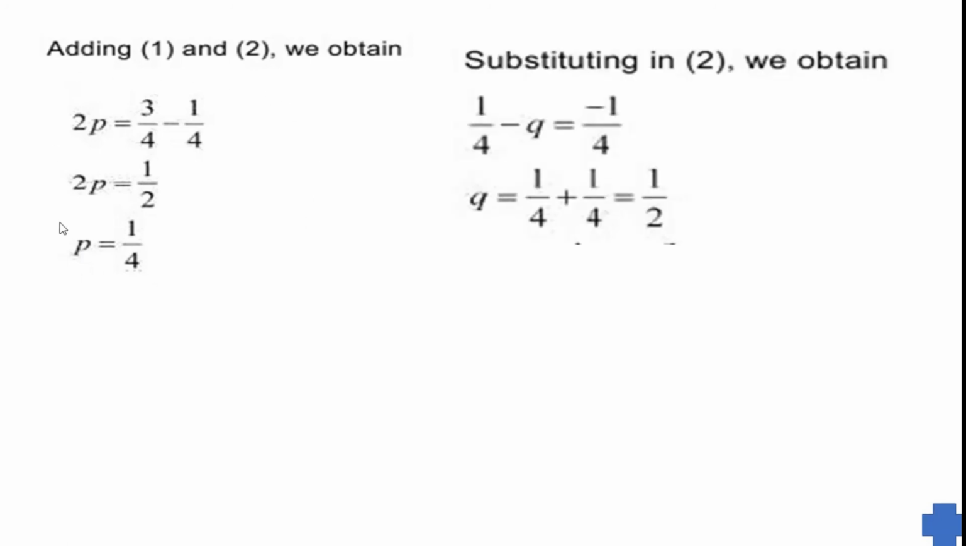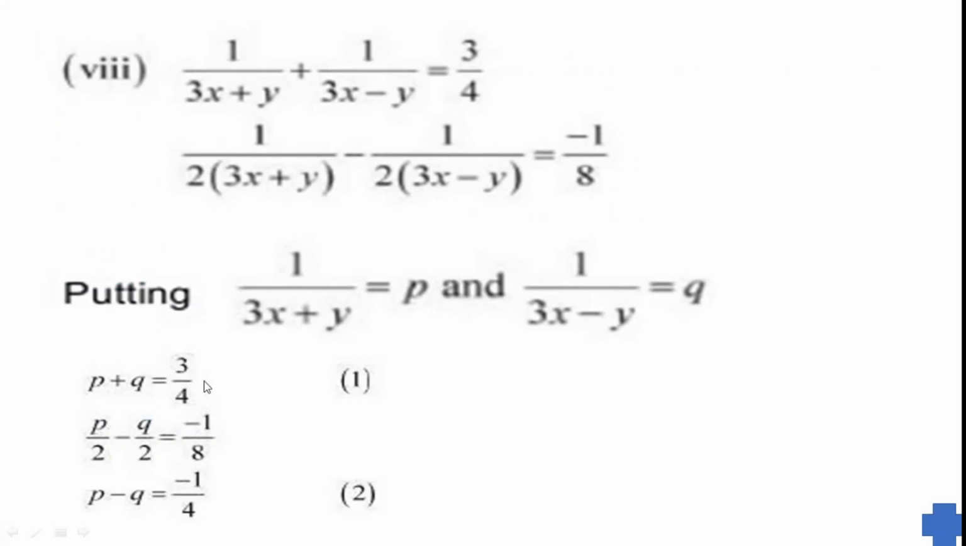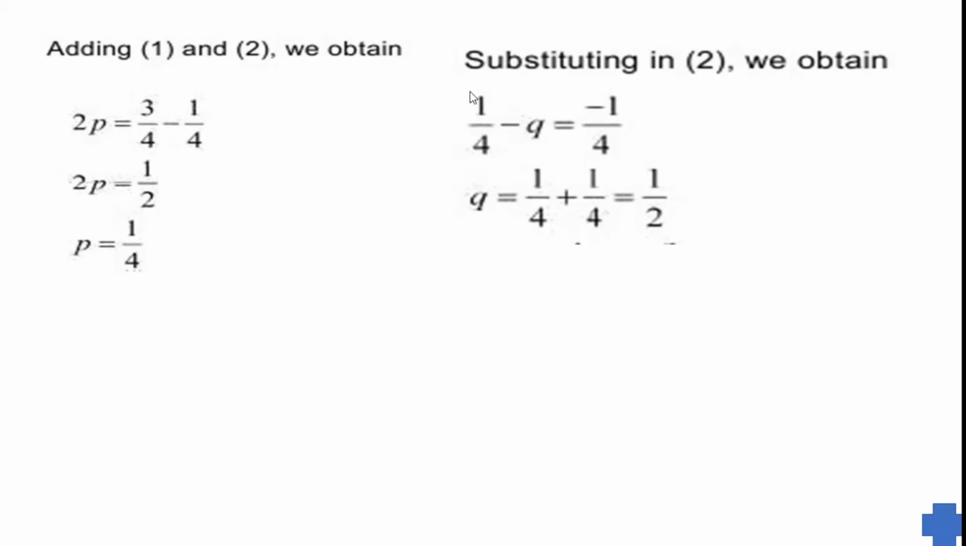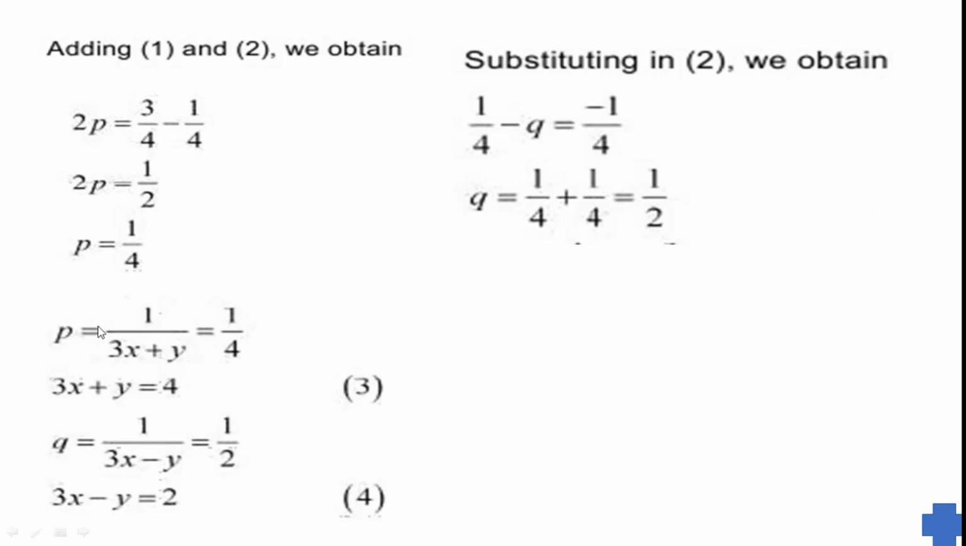Now we substitute this value of p equal to 1 upon 4 in any of these two equations. When we do that, we get 1 by 4 minus q equal to this, q becomes equal to half. But this is not the final answer. We'll have to put it back.